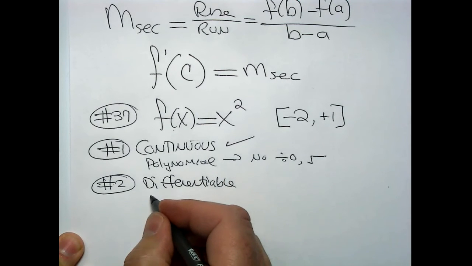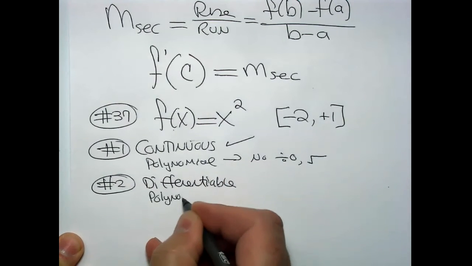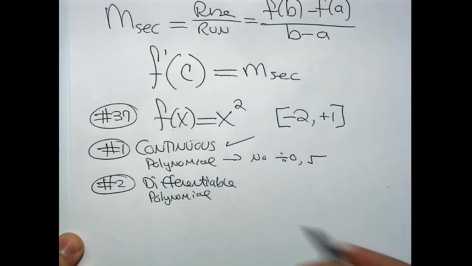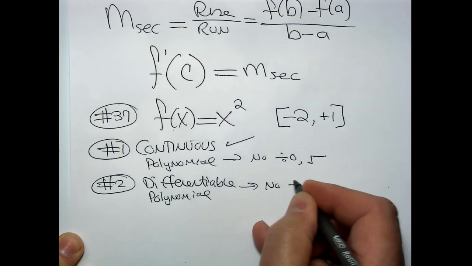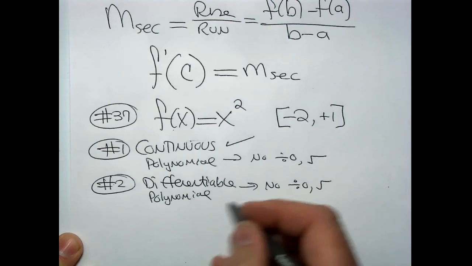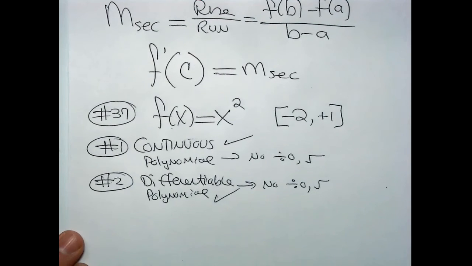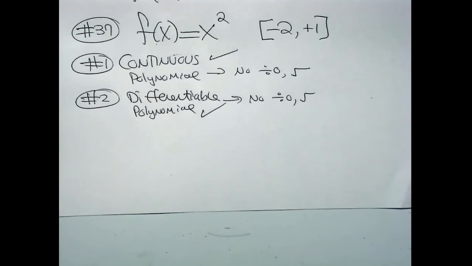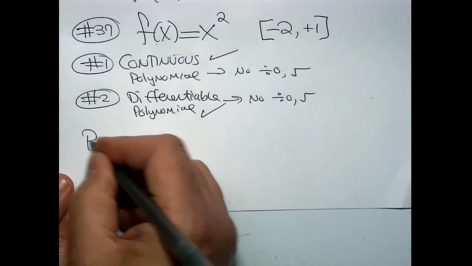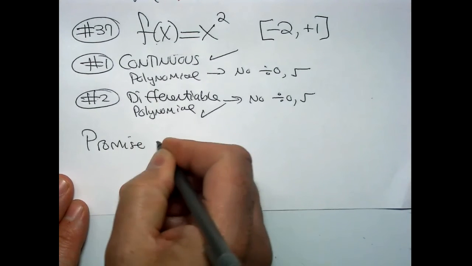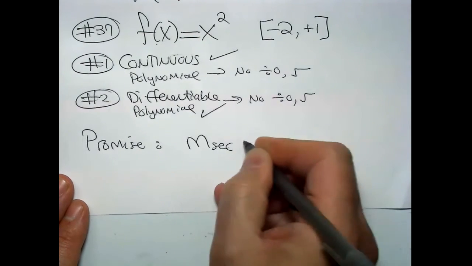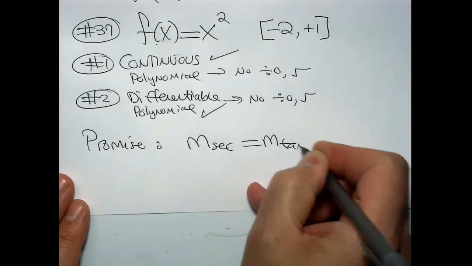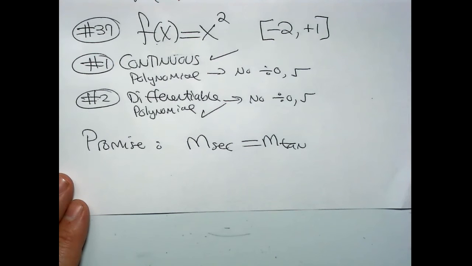And that would be also yes, because it's a polynomial. All polynomials are continuous and differentiable. There's no dividing by 0, there's no square roots. So yes, it's differentiable. And luckily for us, that's all the mean value theorem asks for. We can stop. So, what's the promise? The promise is that somewhere on the interval, the secant slope matches the tangent slope. That's the promise. And your job is to be able to figure that out.